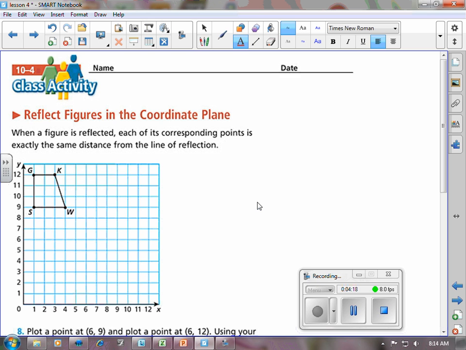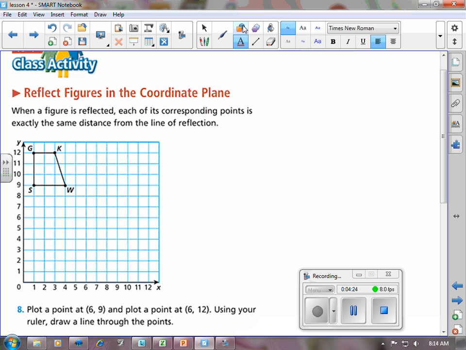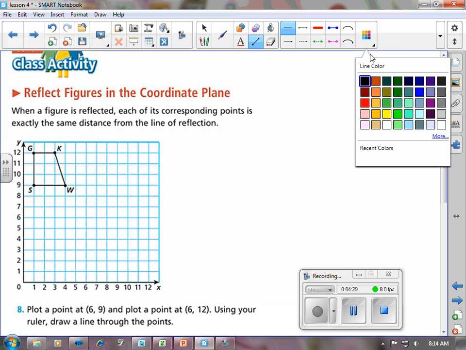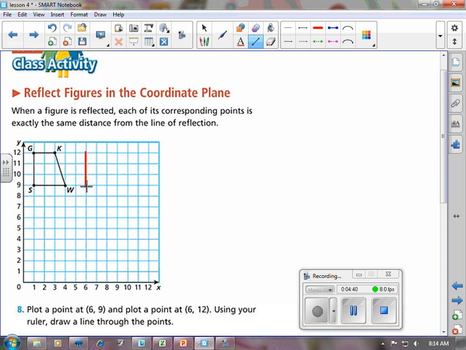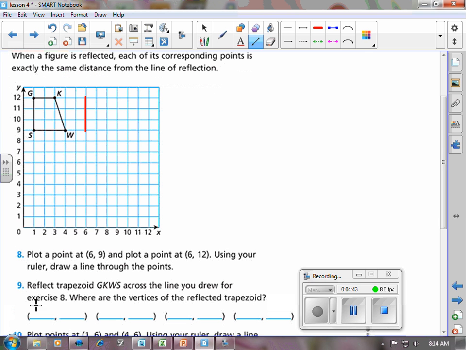So the first thing we're going to do is plot a point at 6, 9 and 6, 12, and using our ruler, we're going to draw a line through it. So I'm just going to use my straight edge here. I'm going to make it a different color. Okay, and I'm going to draw it from 6, 9 to 6, 12. So this is the line we're going to reflect across. Okay, so reflect it across that line. And we're going to start by making sure that all my points are an equal distance as I reflect it across.